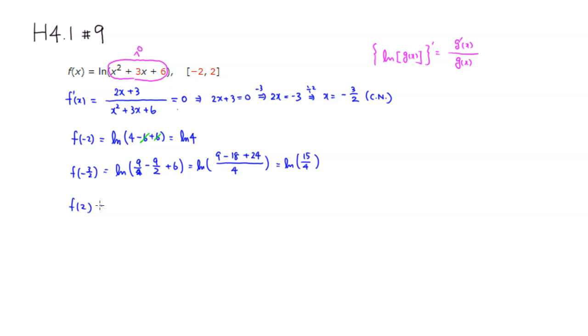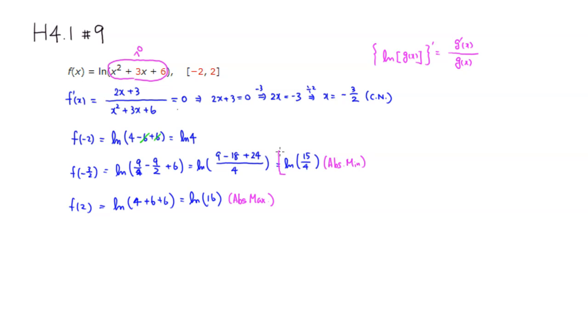The last one is when x is 2. 2 squared would be 4, 3 times 2 is plus 6, and then plus 6. So that's going to be the natural log of 16. So it looks like the natural log of 16 is the largest one, so this is going to be the absolute maximum. And which is smaller? 15 over 4. 4 is 16 over 4, so 15 over 4 is the smallest. So this is the absolute minimum.